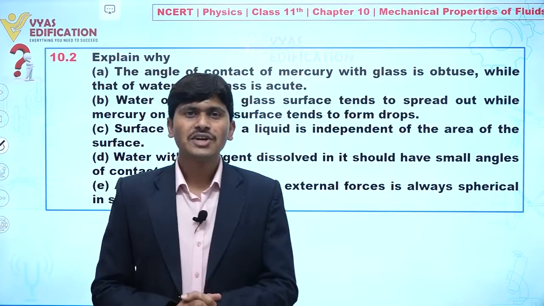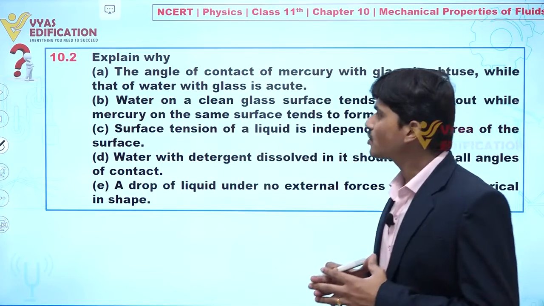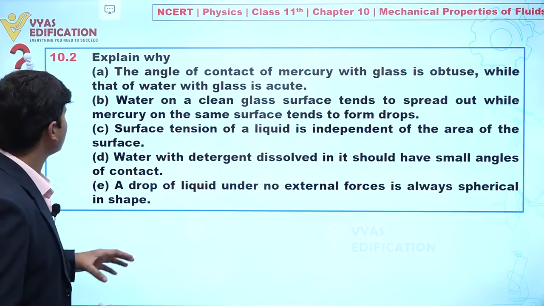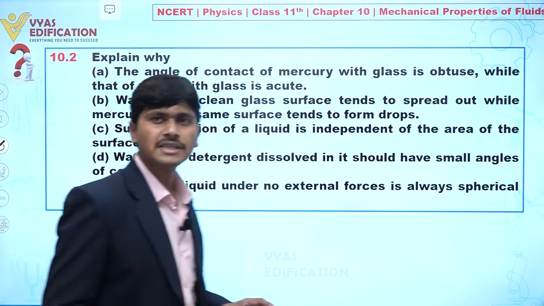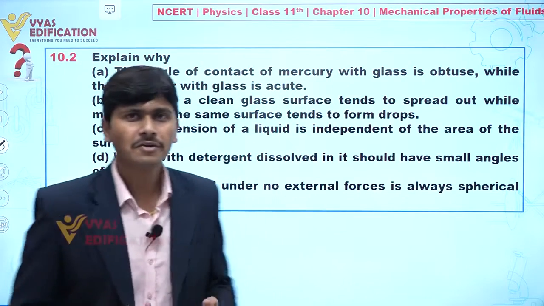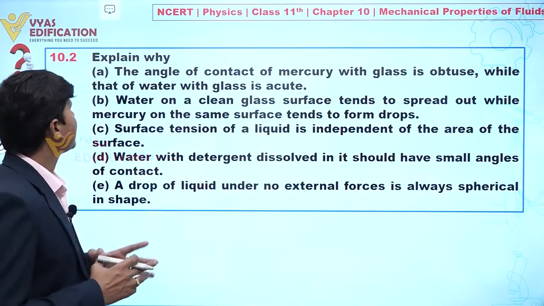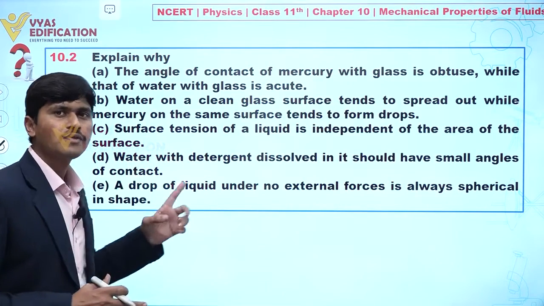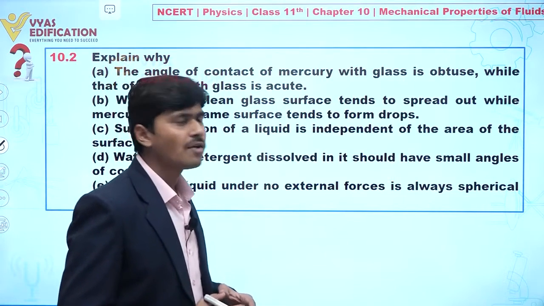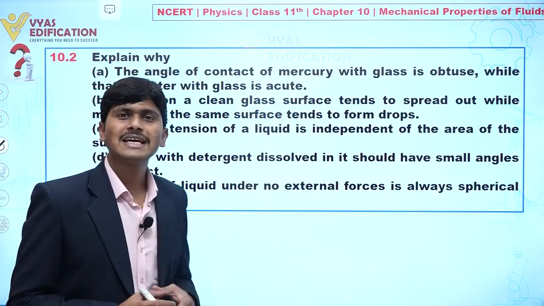Now students, we are going to discuss question number 10.2, in which we have to answer some questions. In this question we have a total of 5 parts, A, B, C, D, E, and we are going to discuss each and every part one by one. In part number A, we have to explain why the angle of contact of mercury with glass is obtuse while that of water with glass is acute.